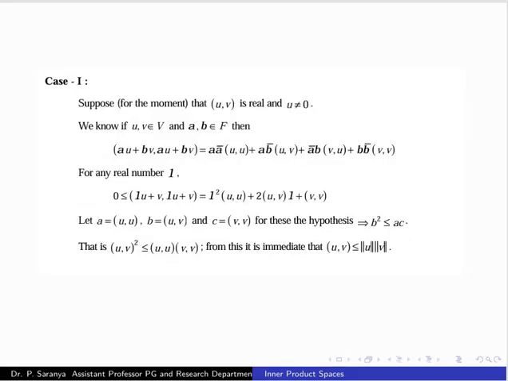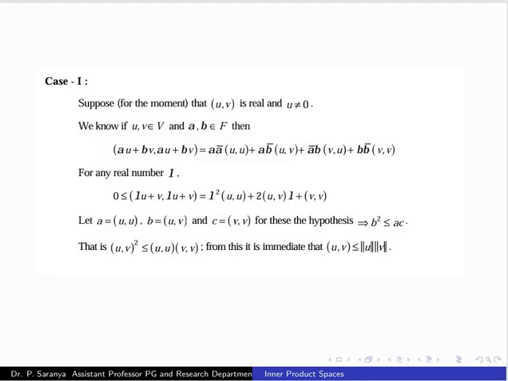Case 1. Suppose for the moment that the inner product of (u, v) is real and u is not equal to 0. We know if u, v belong to V and a, b belong to F, then the inner product of (au + bv, au + bv) equals a a-conjugate inner product of (u, u) plus a b-conjugate inner product of (u, v) plus a-conjugate b inner product of (v, u) plus b b-conjugate inner product of (v, v).